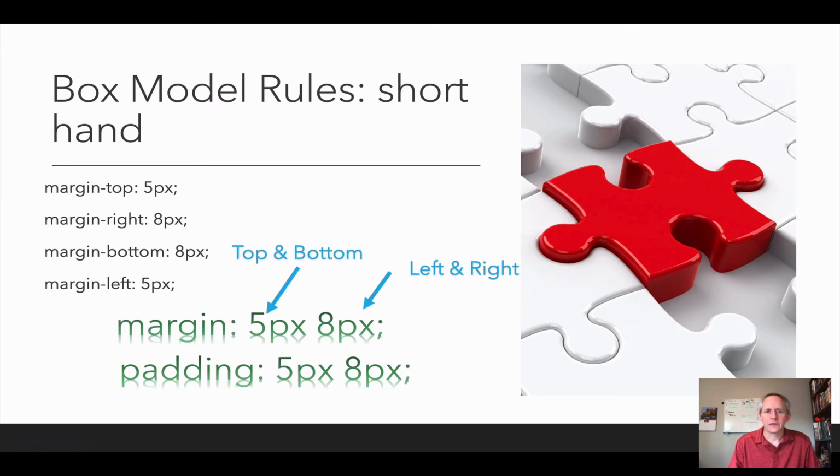Or I can do that with 2. If I want the top and bottom to be the same and the left and the right to be the same, then I can say 5 pixels for top and bottom, space 8 pixels for left and right.